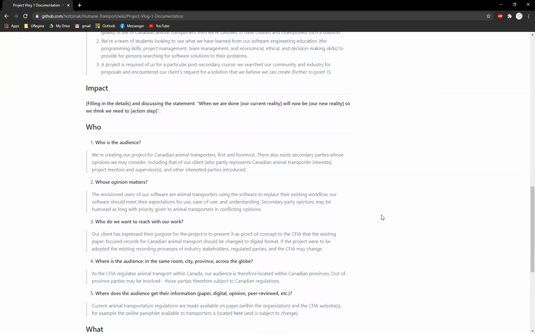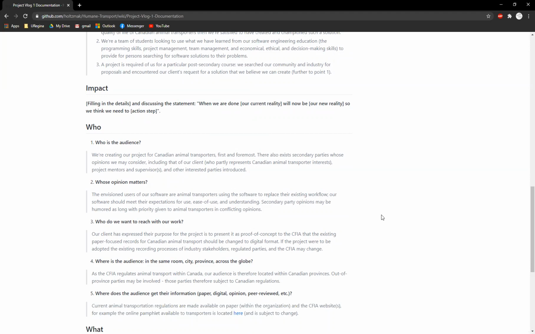So this is obviously not written down on this project log documentation, but we'll discuss the statement when we are done. Canadian animal transporters will now be able to digitally record information required of them. So we think we'll need to develop a mobile application that will move paper documentation to digital documentation. What do folks think about that?